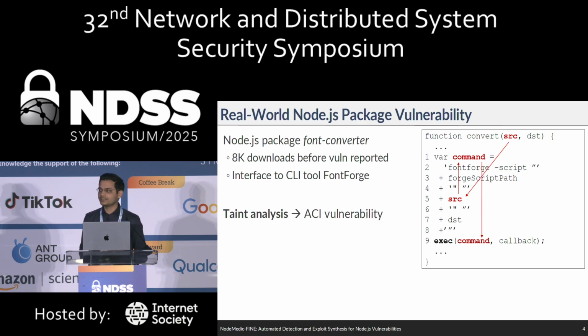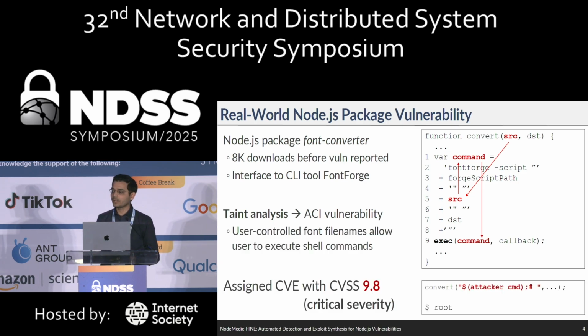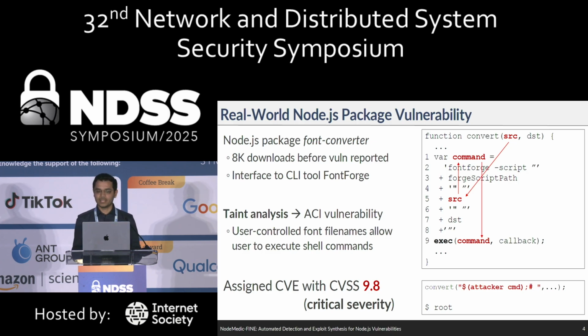We can perform dynamic taint analysis, a type of data flow analysis that tracks the flow of attacker-controllable values through the code to reveal a tainted flow. The SRC source flows to the exec sync, indicating an ACI vulnerability. If the user can control the font file, then they can submit a file name containing a shell command that will be executed on the server running this package. This vulnerability was assigned a CVE with a CVSS score of 9.8, indicating critical severity.